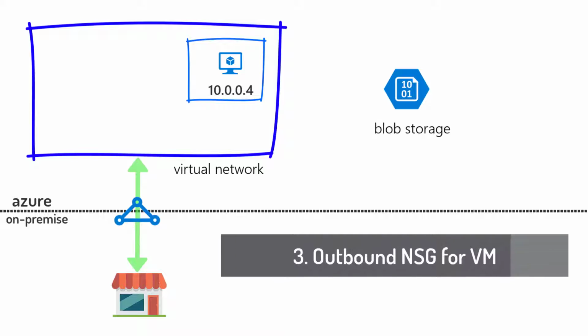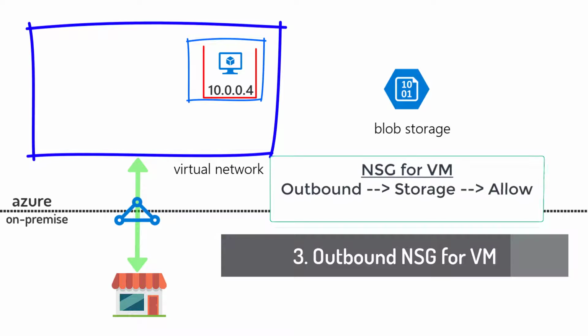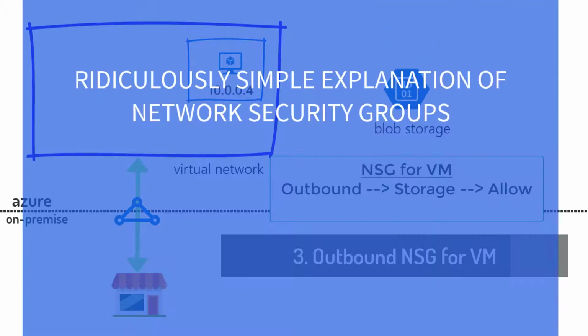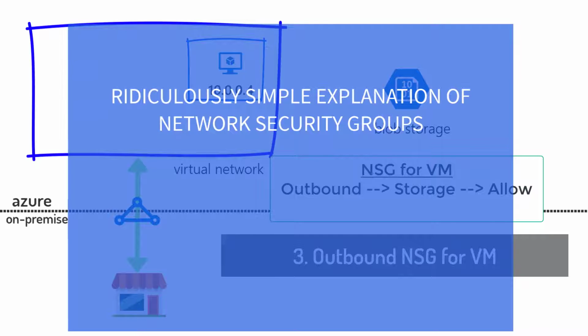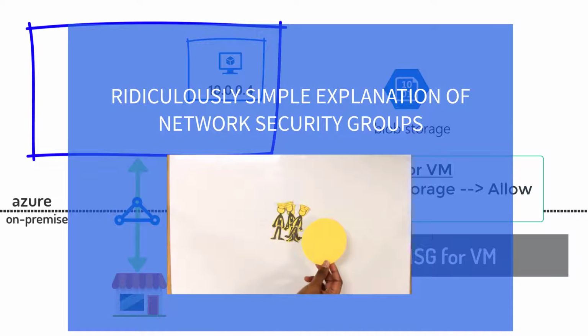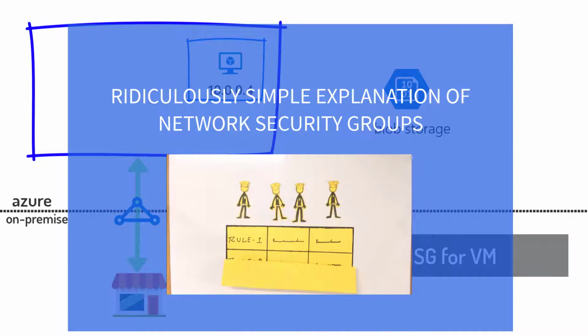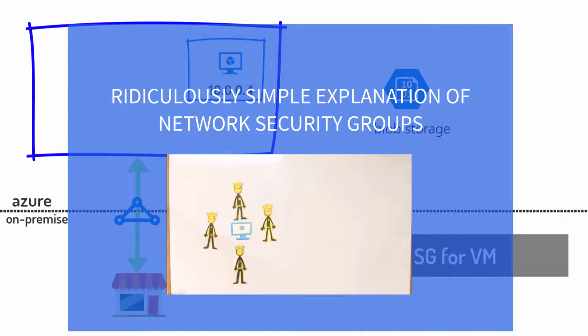The third point is that the network security groups, or the access control lists, around the virtual machine itself need to be updated to allow Azure storage as an outbound rule. If you're new to network security groups, I highly recommend clicking on this link to check out the ridiculously simple explanation of network security groups.